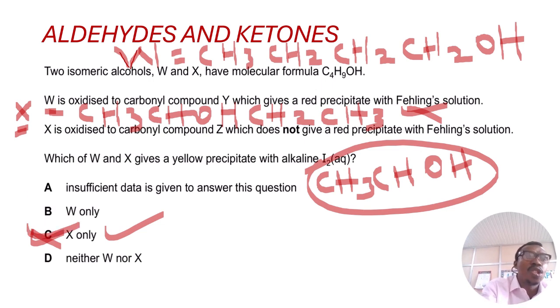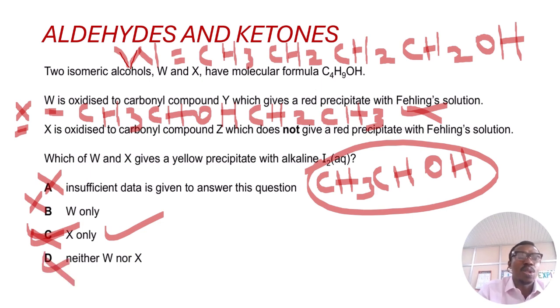W is wrong because if you oxidize W, you are going to get butanal, which does not contain a methyl ketone group. So it will not give a yellow precipitate with an alkaline solution of iodine. A is wrong, because A says insufficient data is given to answer this question. No, you have sufficient data to answer this question. So A is wrong. D is also wrong. Neither W nor X. No, D is also wrong.